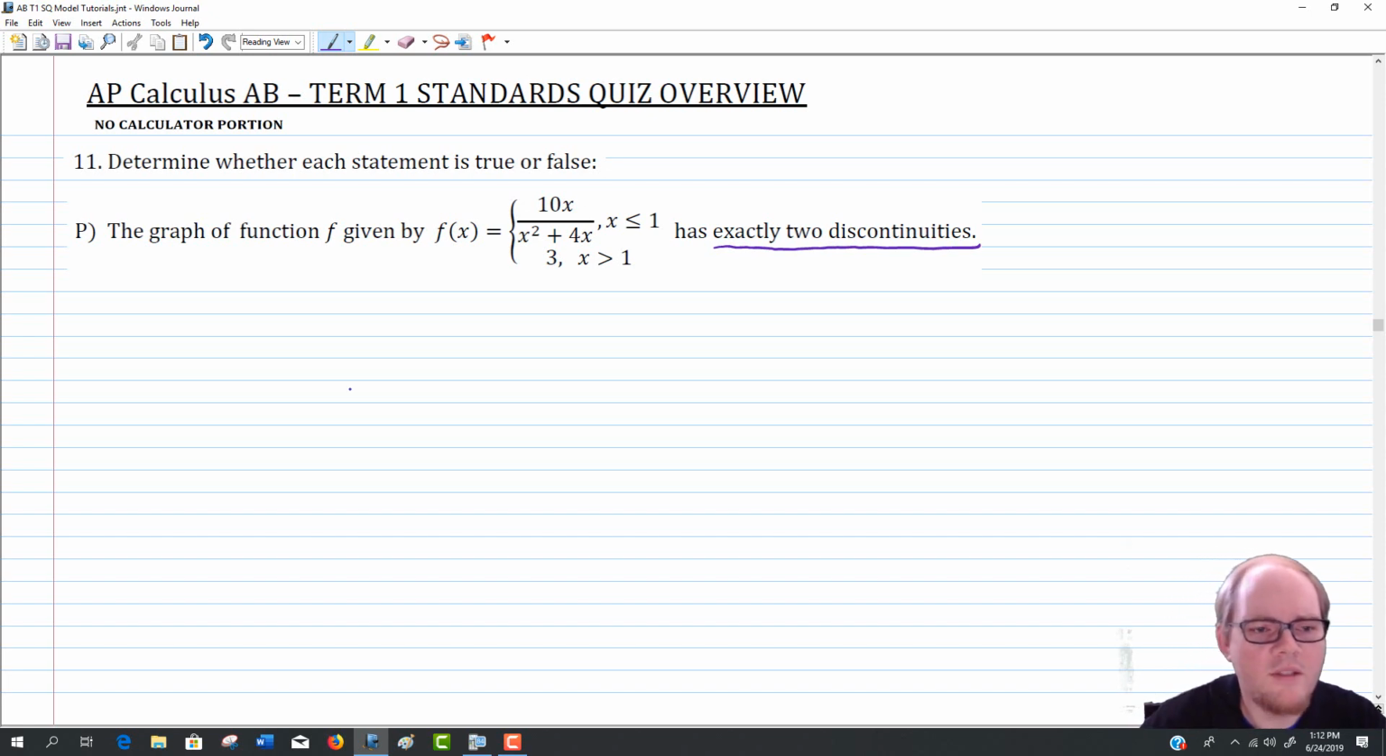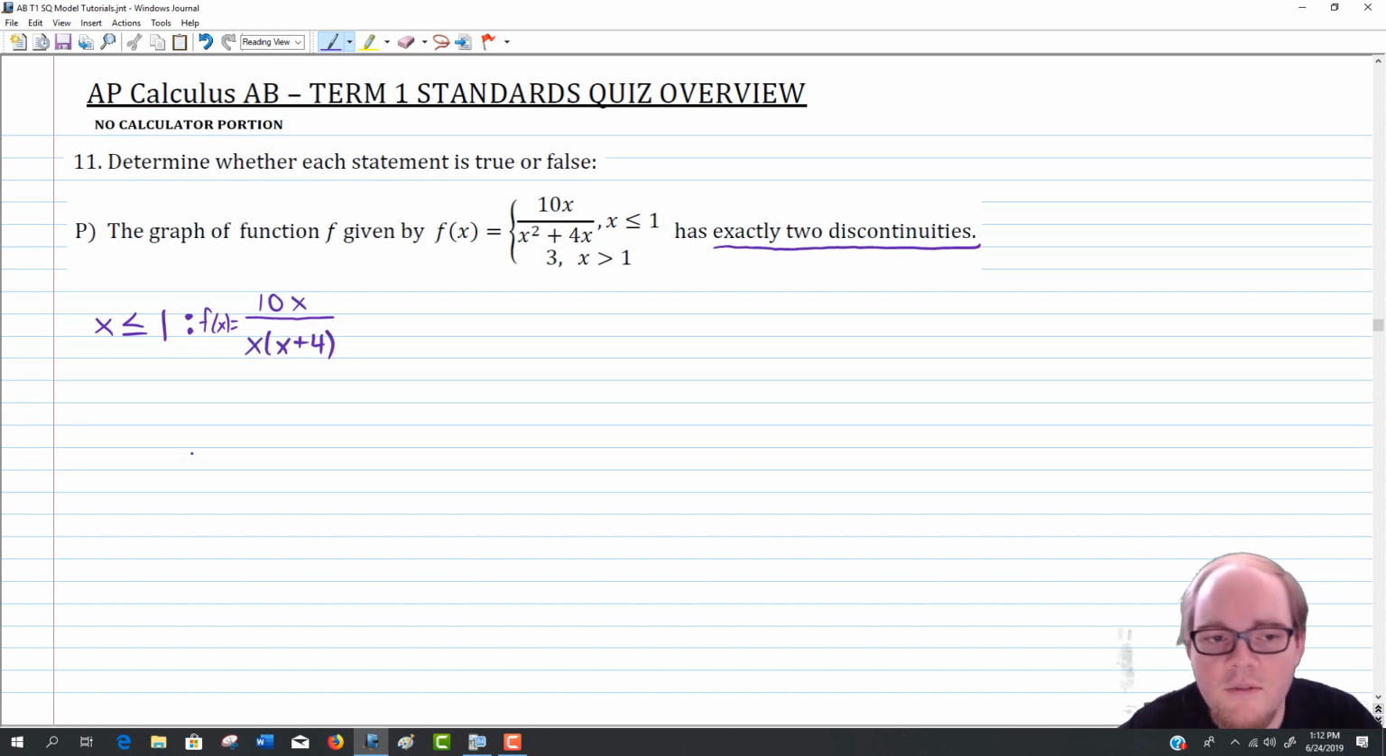Where I'm going to begin, though, is I'm going to focus my attention for when x is less than or equal to 1. That's going to be my starting spot, because I see a fairly interesting function. So for x less than or equal to 1, f of x is going to be equal to 10 over x times x plus 4. Oh, excuse me, it's not even 10 over x. It's 10x over x plus 4. So looking up here, this is important for us to notice.